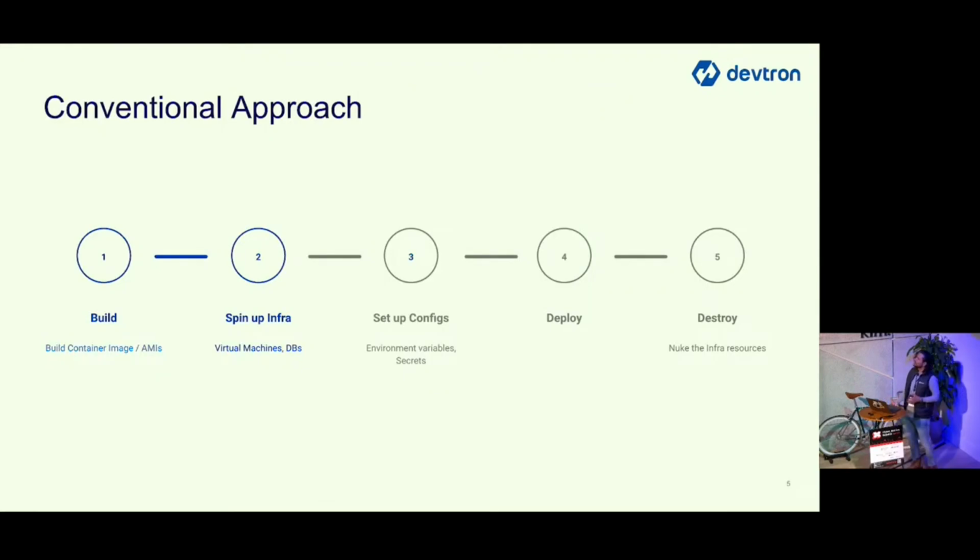The conventional approach to ephemeral environments, if we are deploying on a non-containerized environment, would be to build your images, build your binaries, and then spin up an infrastructure using a Terraform script or something, and then set up the configurations, then go ahead and deploy. Once you do your testing and you do not need that particular environment, you can go ahead and destroy it, nuke it.